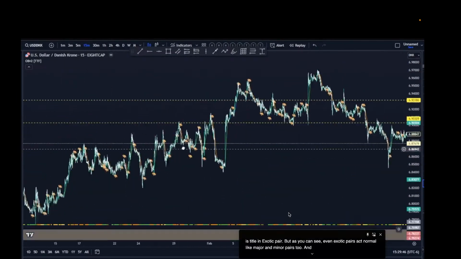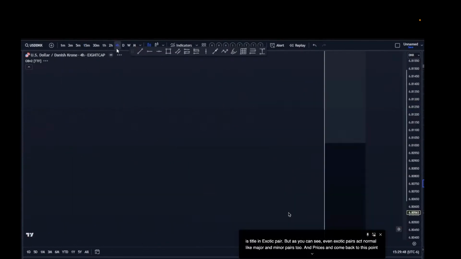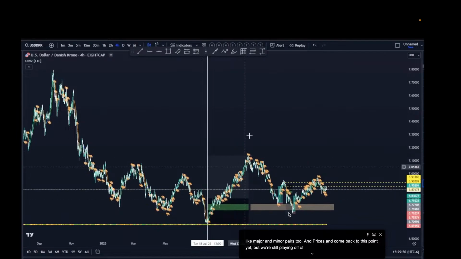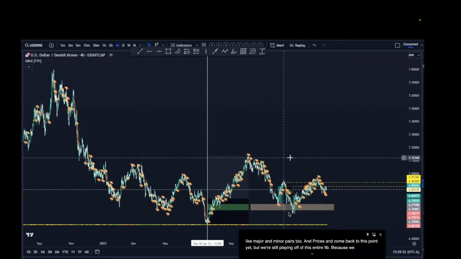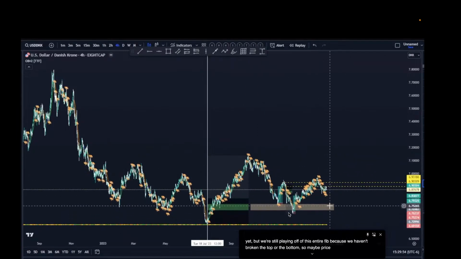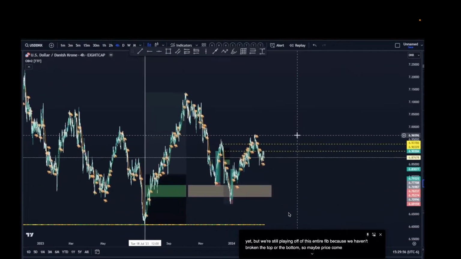And price hasn't come back to this point yet, but we're still playing off of this entire fib because we haven't broken the top or the bottom. So maybe price comes back and triple bottoms here and gives another buyish entry there.